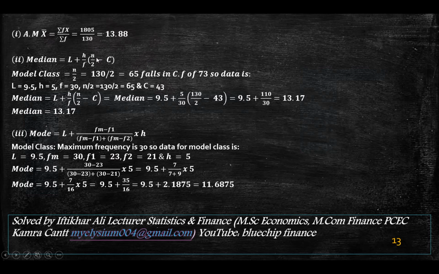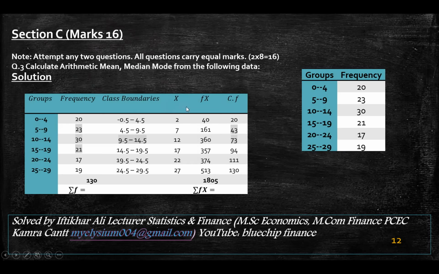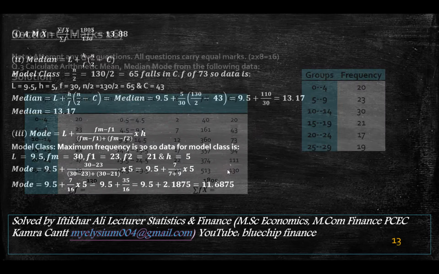How can we select the model class? Simply divide this n by 2 and search in the cumulative frequency. How can we calculate cumulative frequency? Place the first frequency here, 20, and add up the next frequency into the previous total of cumulative frequency. So 20 plus 23, 43, 43 plus 30, 73, 73 plus 21, 94, and so on.